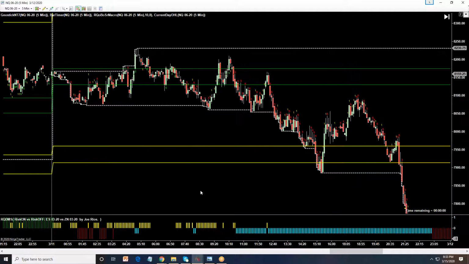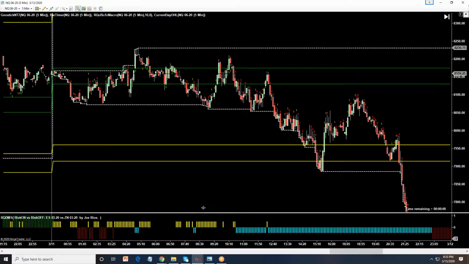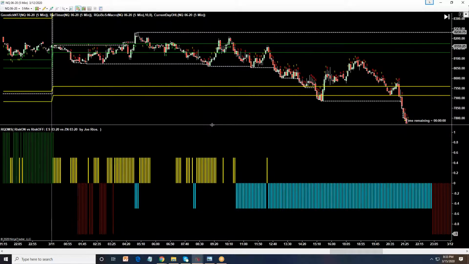Next one we're going to talk about is at the bottom. This is what we refer to as the RQ DMS. DMS is going to be talking about the dynamic market sentiment. Now there's going to be multiple colors here, and that's because there's multiple different stages of sentiment. You have risk on, risk off, conflict, and mixed.